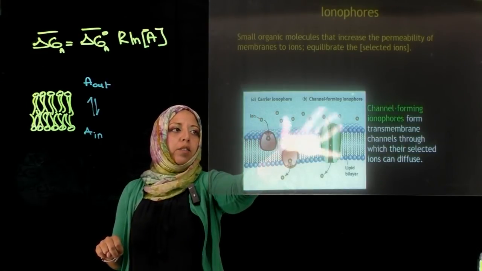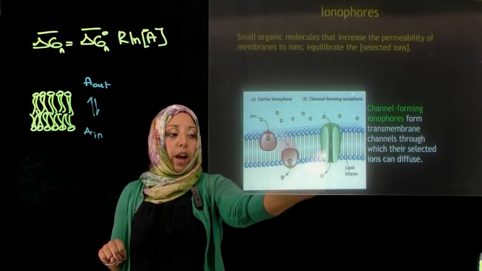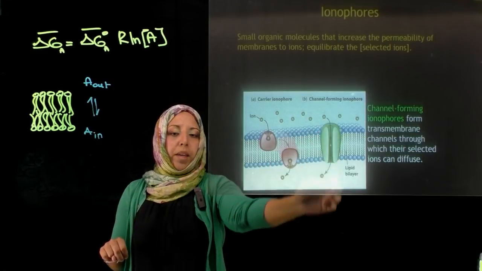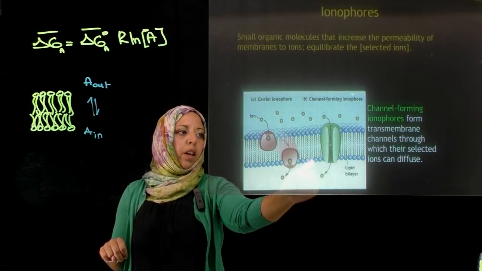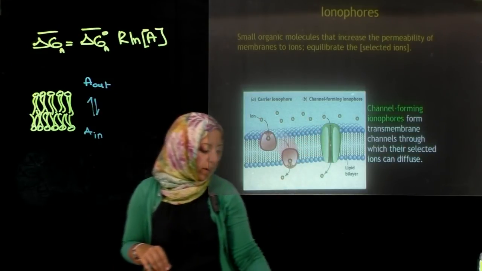One known as channel-forming ionophores, where the ionophore, which again is a protein, is forming a channel across the entire membrane, where ions can diffuse through depending on the concentration on either end.